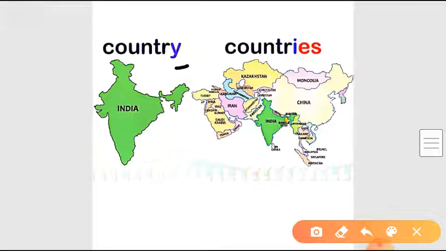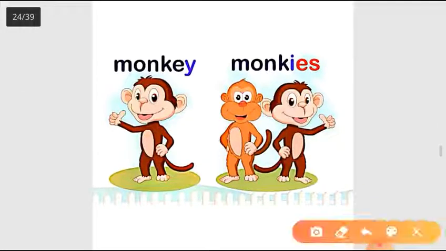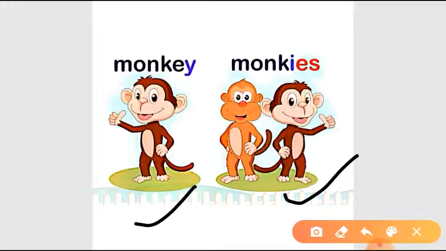Let's see another example. Here also it is ending with y and the second last letter is r, right? So r is a consonant. We will convert y into i and we will add es. Country, countries. See here, monkey, monkeys, right?